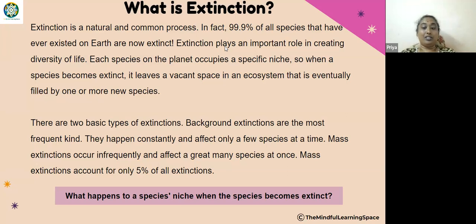So when a species becomes extinct, some other species will slowly come into that niche so that there is no gap. Because if gaps exist, then the ecosystem is not going to be in balance.